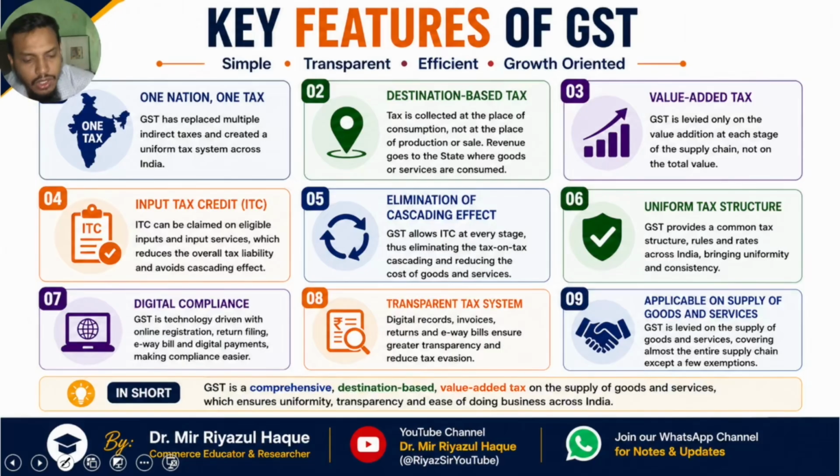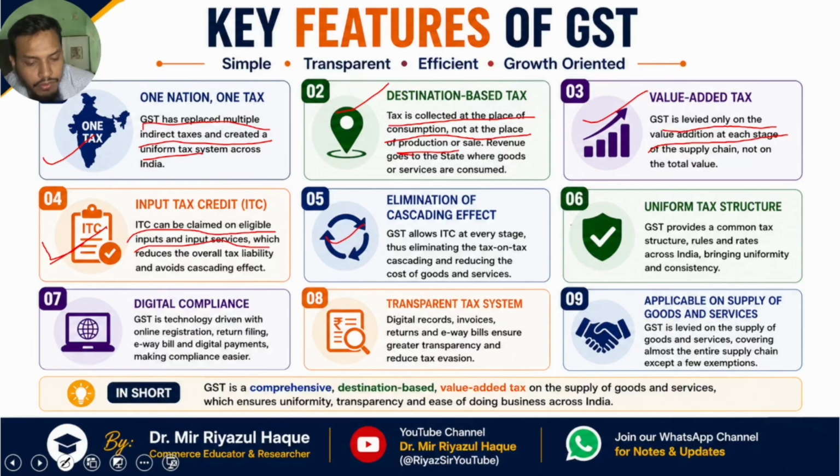Very first, it says one nation, one tax. GST has replaced multiple indirect taxes and created a uniform tax system across India. It is a destination based tax, so tax is collected at the place of consumption, not at the place of production. It is a value added tax, so GST is levied only on the value addition at each stage. It provides ITC, so ITC can be claimed on eligible inputs and input services.